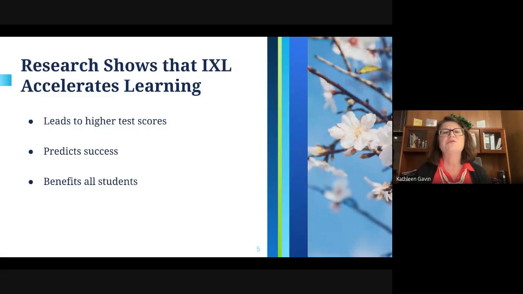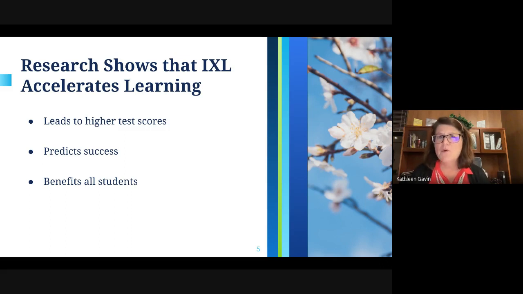IXL also comes with a strong research-based component. In fact, research was conducted in over 66,000 schools across 34 states in this country. And their research is pretty compelling that schools that use IXL outperform schools that don't use IXL on standardized tests. In fact, IXL's schools score as much as 15 percentile points higher than non-IXL schools in math, and score as much as 17 percentile points higher in ELA as opposed to non-IXL schools.